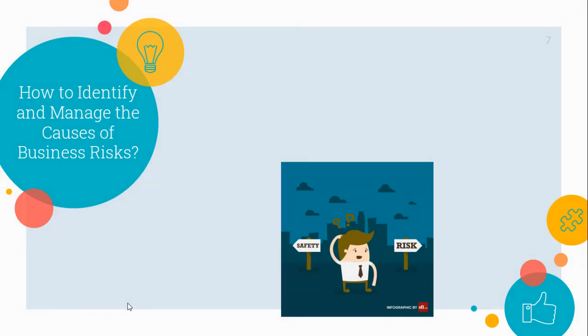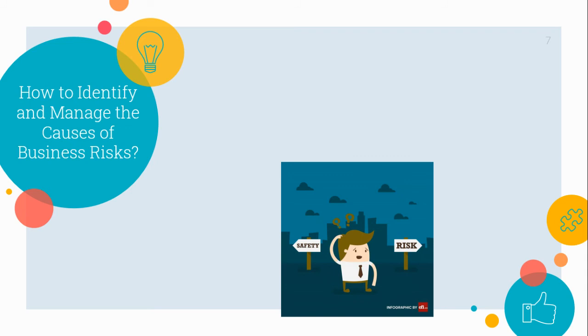So how will we identify and manage the causes of business risks? Although you will never be able to completely eliminate business risk, proactively planning for it can help. So we need to plan. Awareness is key in helping you save money and time while protecting the trust, reputation, and customer base you've worked so hard to achieve.